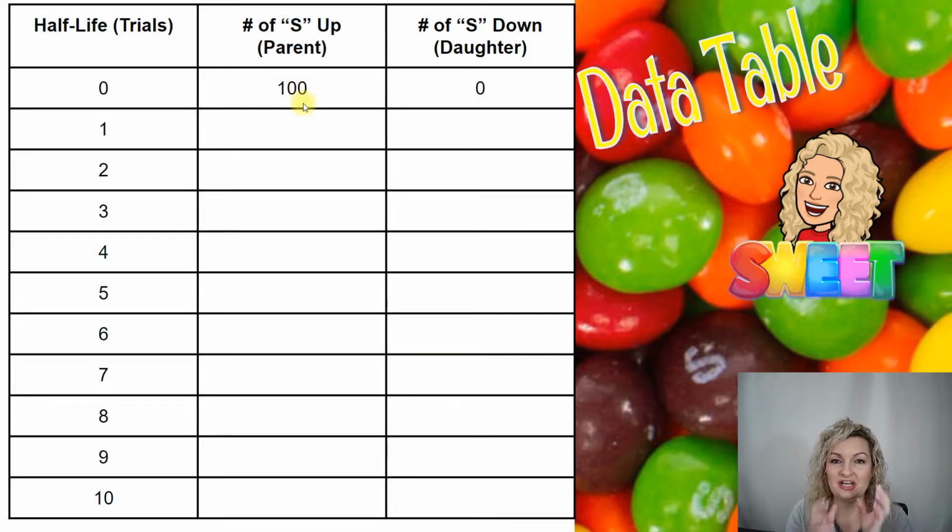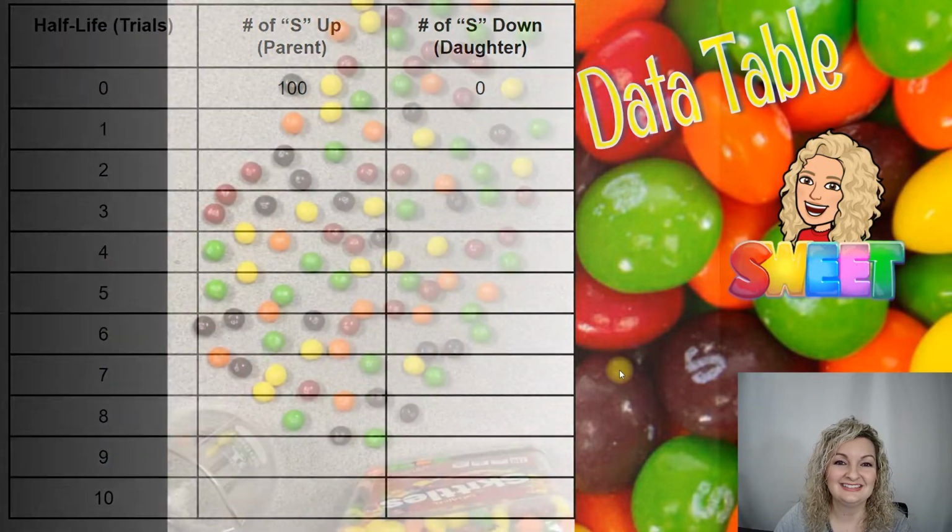Now we are going to shake them and pour them out. And whichever land with the S down, they have decayed and they become the daughter. So we're going to count out how many S's are up and how many S's are down for our daughters. And we're going to do this in half-lives. So every time we shake it and dump it out, that is a new half-life. So set this up and let's get started.